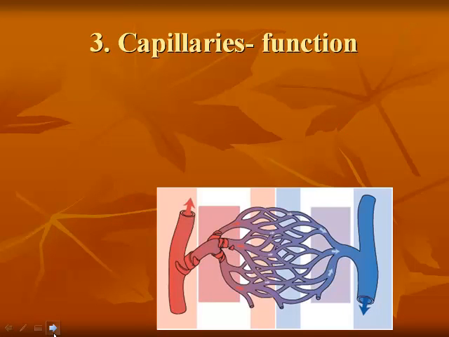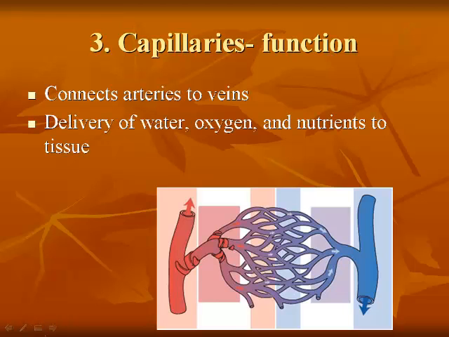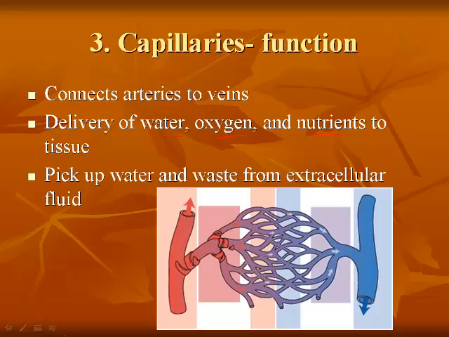Okay, so let's finish off with capillaries. Capillaries are just the interconnected network here that are going to go to all of the cells, and it connects arteries to veins. So it delivers water, oxygen, and nutrients to the tissue, and it picks up water and waste from extracellular fluid. So what you want to realize is that these capillaries run within a few cells' width from one cell to the next. So there has to be capillaries around every cell, otherwise it won't be able to get its nutrients and those cells would die.